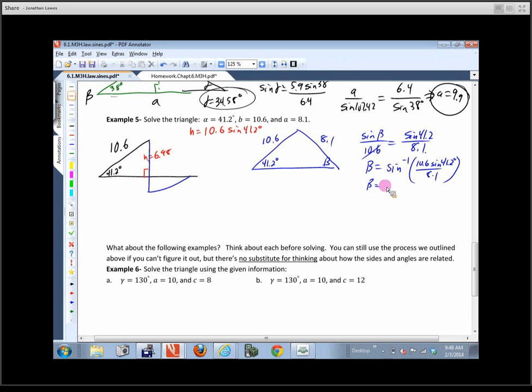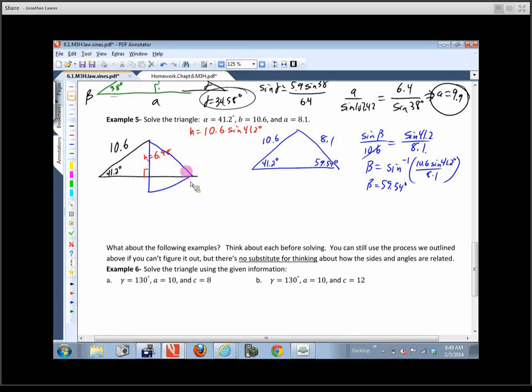Okay, what'd you get? Nathan, what'd you get? I got 59.54. 59.54. Sound about right? If this is 41.2, and that side's 8, and this is 10.6, we're expecting this to be a little bit bigger, 59.54. Okay? Now, everybody watch, please, because this is the important part.